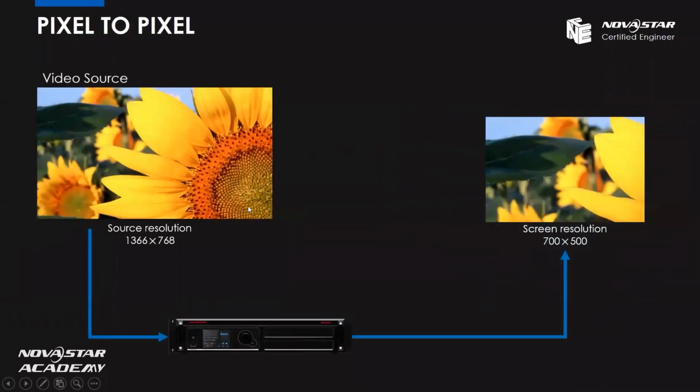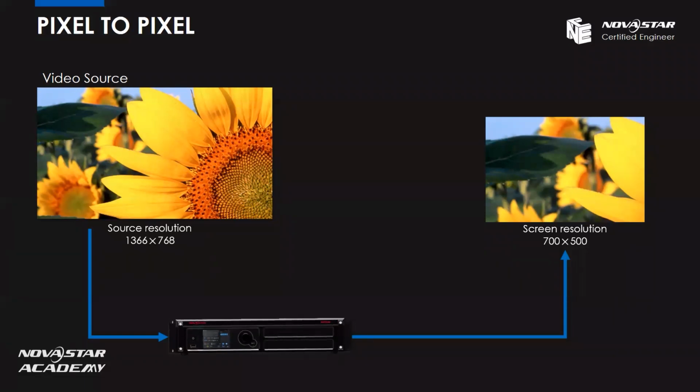Here we can see the video source resolution is 1366 by 768, and the screen resolution is 700 by 500. So the video source resolution is bigger than the screen resolution, so the screen can only show part of the image. But if we want to display the entire image on the screen, what can we do?